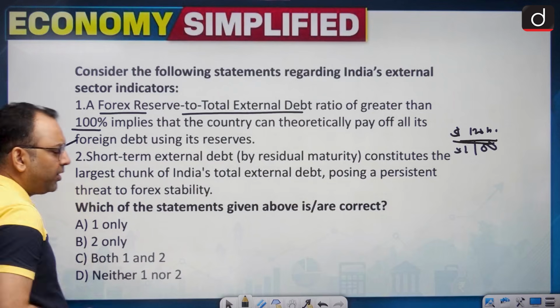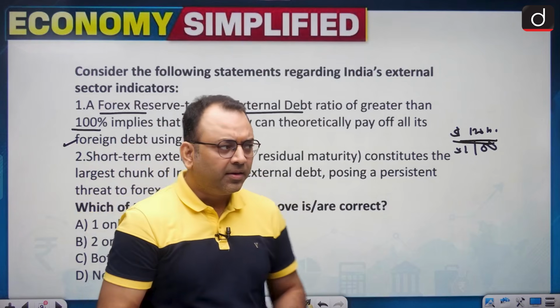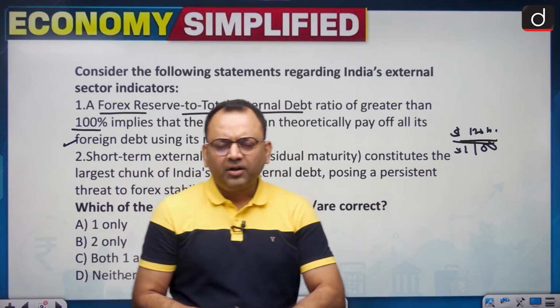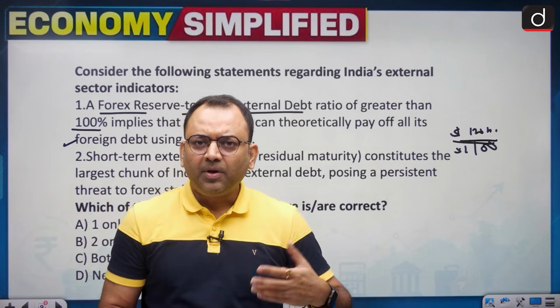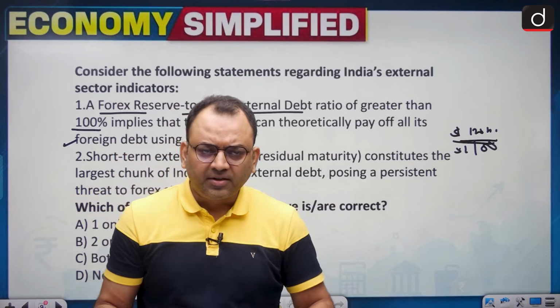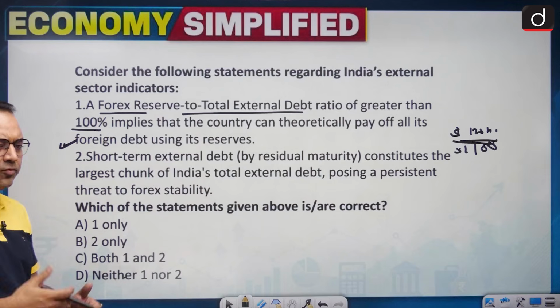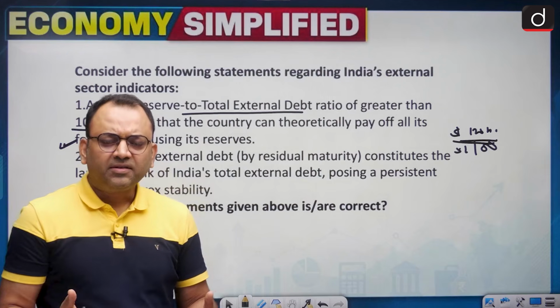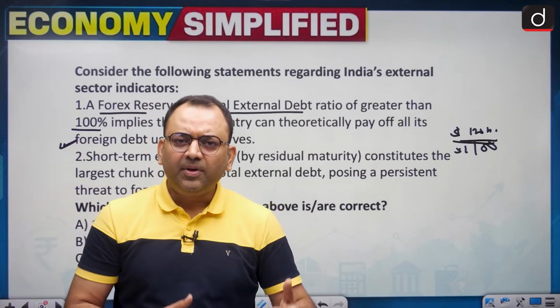And this looks correct because suppose we have a forex of $120 billion and the debt is $100 billion. So suppose we sell our forex reserves and make payments to our lenders, we can easily pay off our debts. That's why this statement holds correct, because this is the main purpose of the forex, that we are able to pay off our debts. And if the forex is high, we can easily pay our debts.